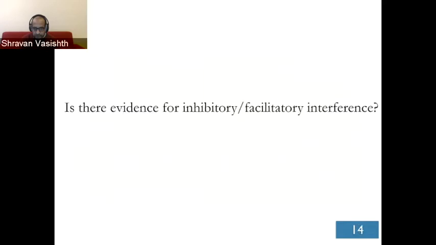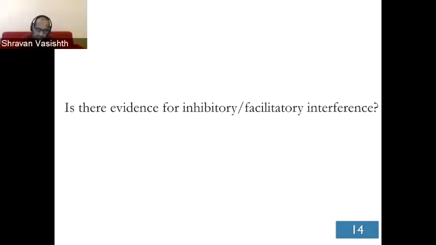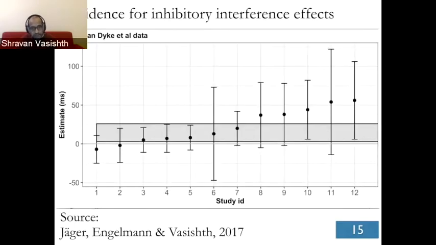Now the interesting question is: is there any evidence at all for this inhibitory and facilitatory interference? There's a lot of evidence for inhibitory interference in psychology, in list memorization tasks and all these kinds of tasks that don't involve linguistic processing, so pure cognitive psychology experiments. There's also a lot of evidence for facilitatory interference. But the question is, do we see inhibitory and facilitatory interference in sentence processing, as predicted by the Lewis and Vasishth model? So here's what the evidence looks like.